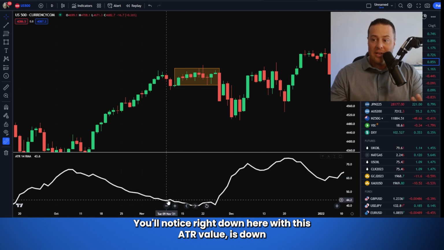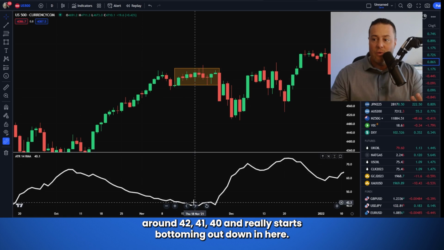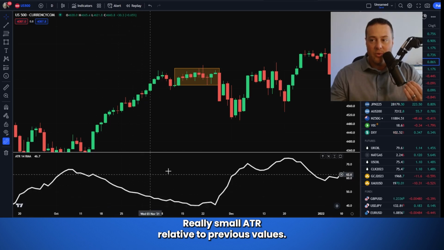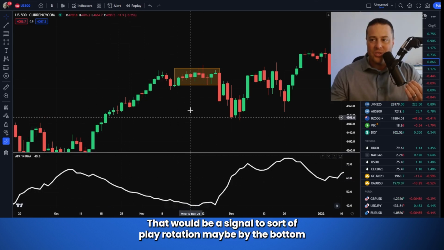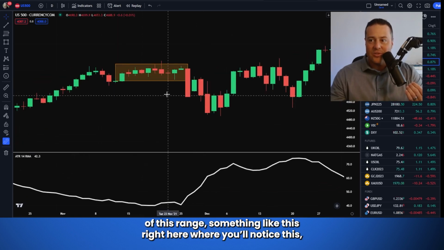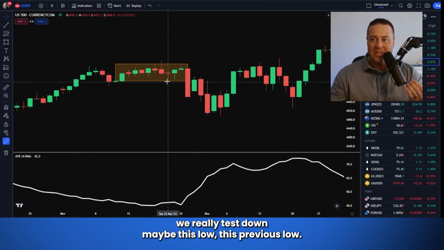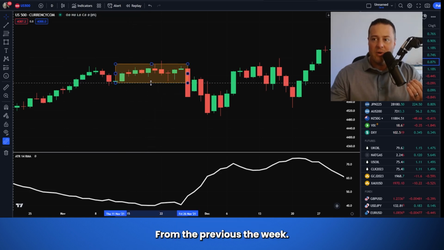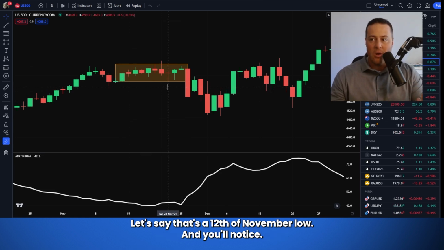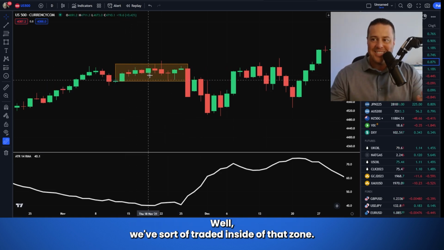You'll notice right down here where this ATR value is down around 42, 41, 40, and really starts bottoming out down in here, really small ATRs relative to previous values. That would be a signal to sort of play rotation, maybe buy the bottom of this range, something like this right here, where you'll notice we really test down to maybe this low, this previous low from the previous week. You'll see right there, boom. Let's say that's a 12th of November low, and you'll notice we've sort of traded inside of that zone.